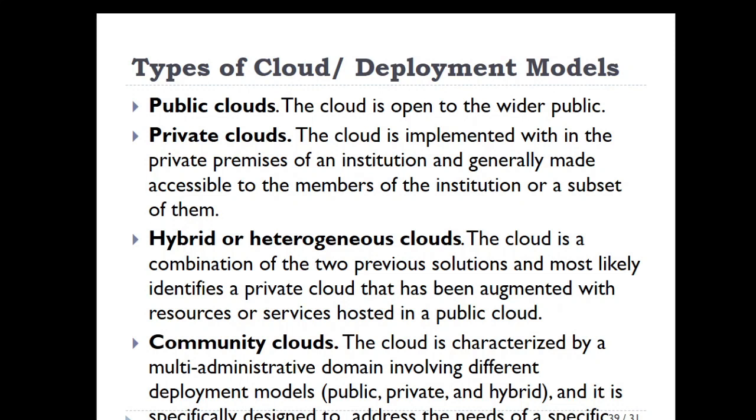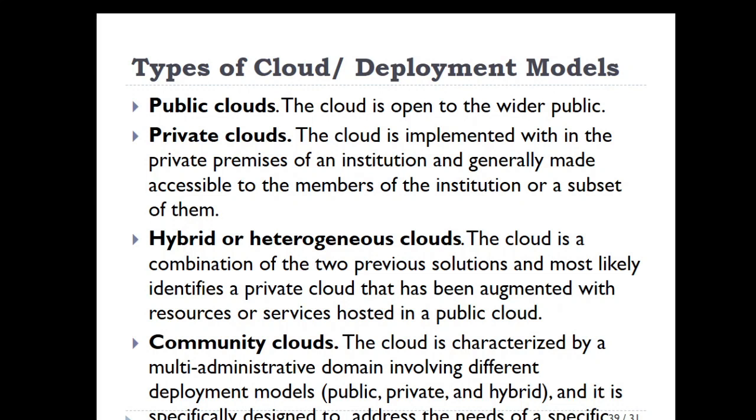Public cloud is open to a wider public, and private cloud is implemented within the private premises of the institution and generally made accessible to the members of the institution or a subset of them. So basically, in case of public cloud, the whole cloud infrastructure is outside somewhere else, whereas in private cloud, the complete cloud setup is done on premise.